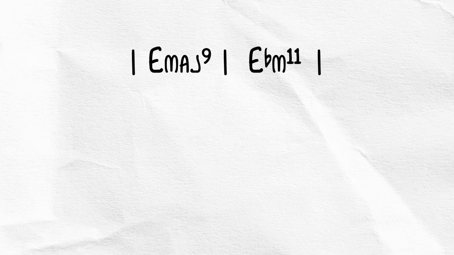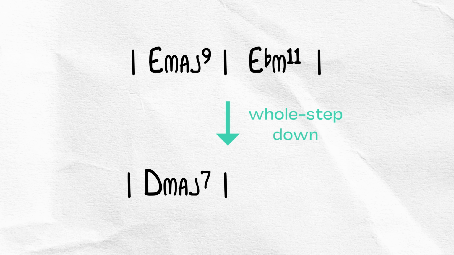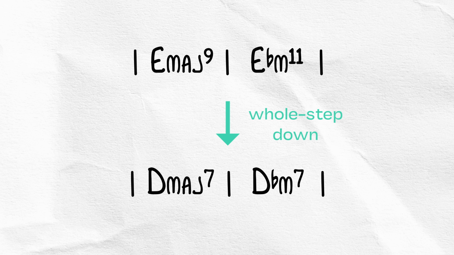And then it repeats again, which was E major to that E flat minor. And we can take that idea, E major 7 to E flat minor 7, and move that down a whole step. So that goes from being E major 7 to now being D major 7, D flat minor 7.